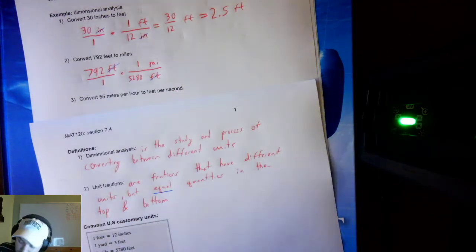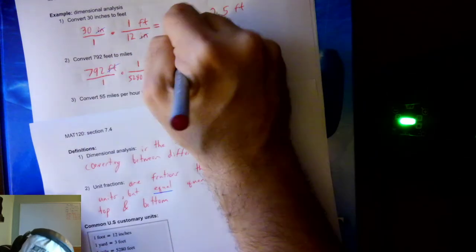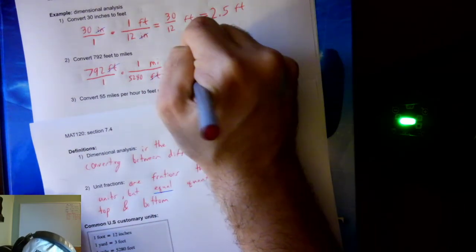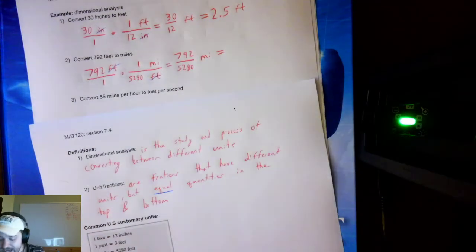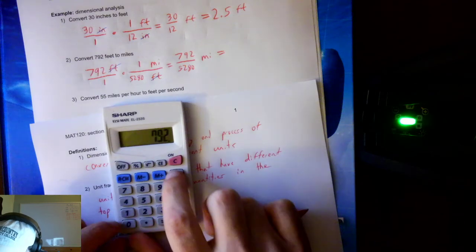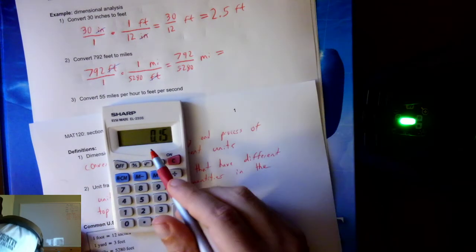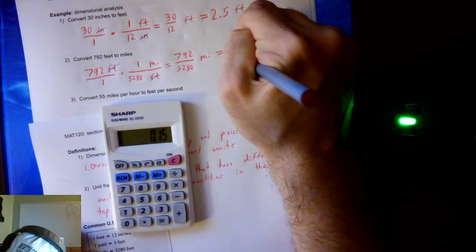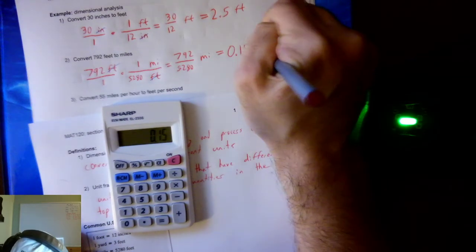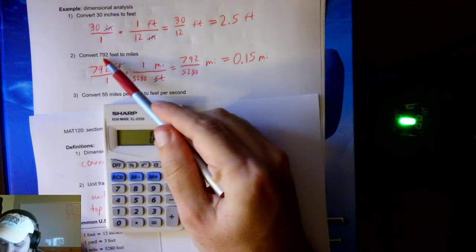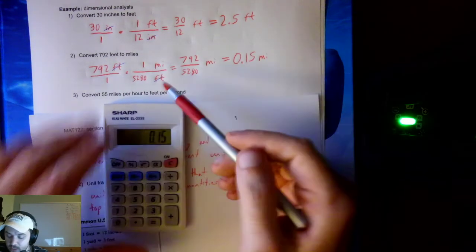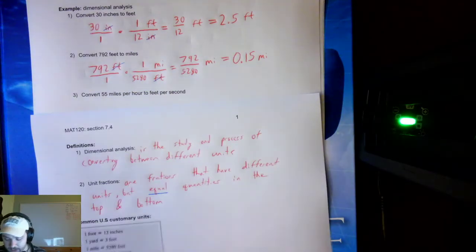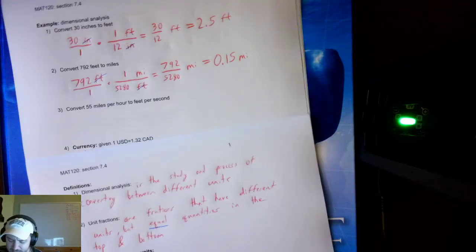Now, right? So, in the top I get 792 over 5,280. And I have miles. Now I'm going to divide this out and see what I get. 792 divided by 5,280 gives me 0.15. 0.15 miles. So 792 feet is equal to 0.15 miles. Notice we used the unit fraction.